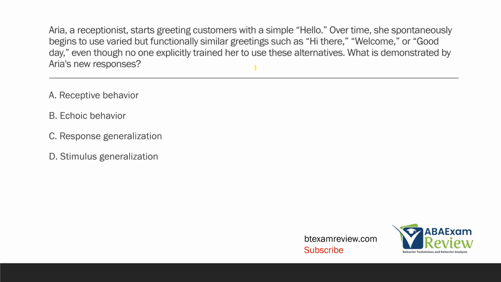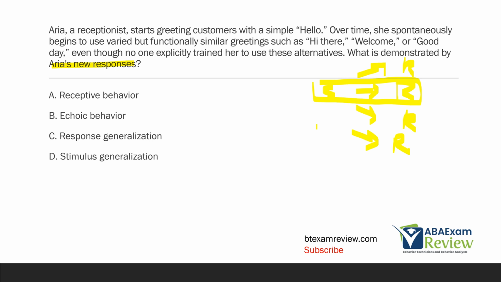Aria, a receptionist, starts greeting customers with a simple hello. Over time, she spontaneously begins to use varied but functionally similar greetings such as hi there, welcome, or good day, even though no one explicitly trained her to use these alternatives. What is demonstrated by Aria's new responses? So looking at Aria's new responses. Well, we're starting with Aria, who sees a customer and then greets with hello. Over time, she starts to use hi there, welcome, and good day. So we've gone just from here to all these untrained responses.